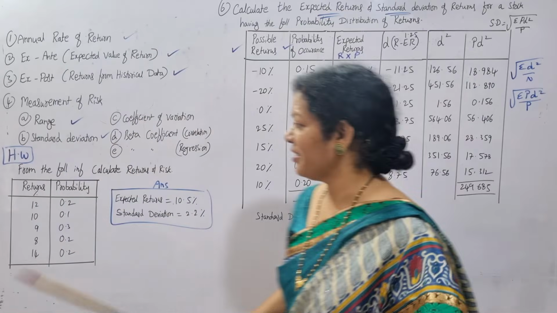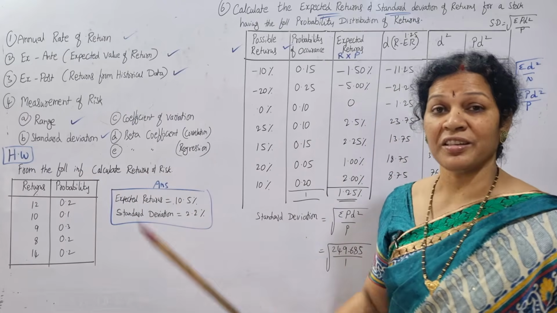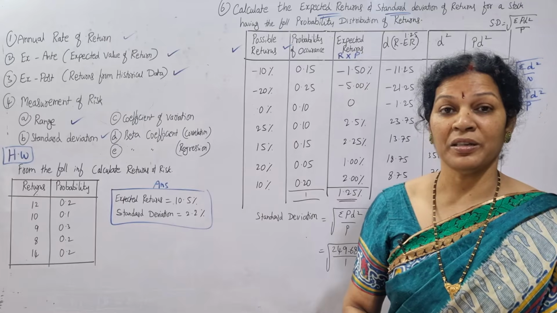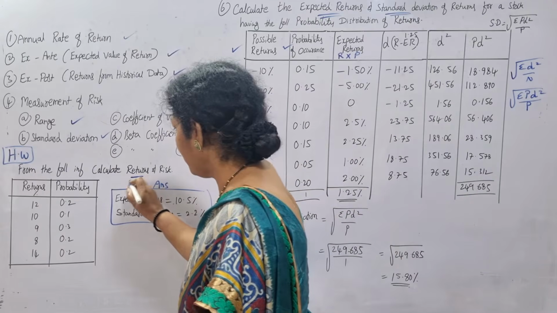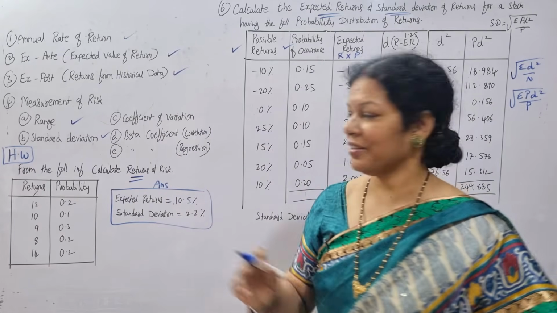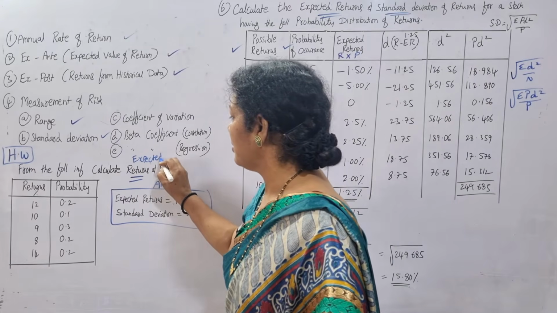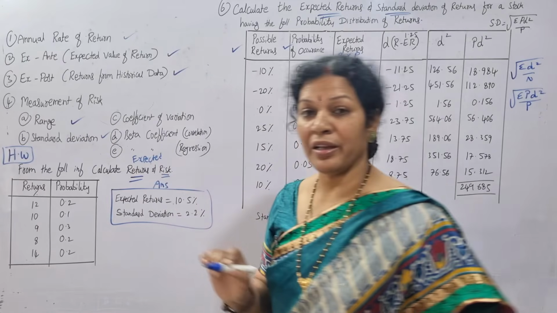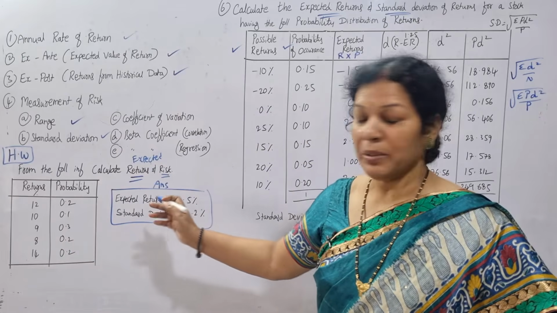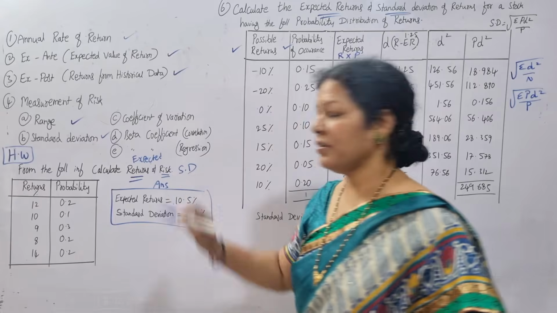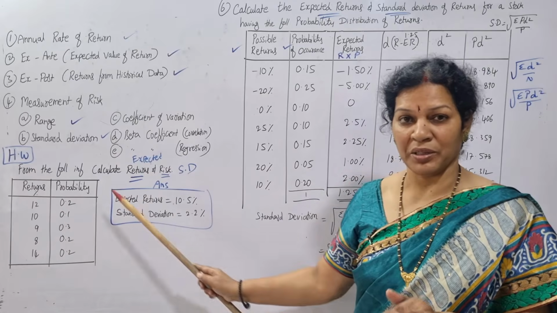One problem homework. This is the homework problem for you. From the following information, calculate returns and risk. They are not saying expected returns or standard deviation. They are saying calculate returns. What returns? Expected returns. Understood. Expected returns and risk. Risk, how can we calculate? When expected returns you are going to calculate from the probability, so risk will be from the standard deviation. They are not going to ask you directly. Sometimes this kind of problem is also given to you. So that is why I have taken this problem as homework.